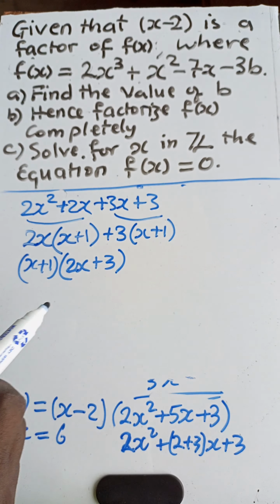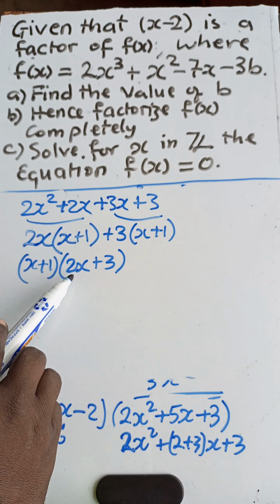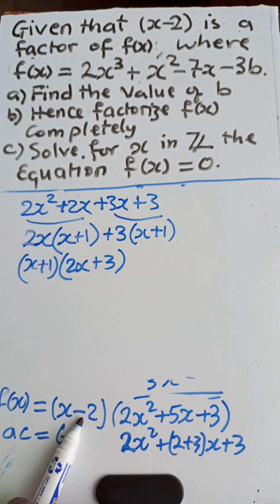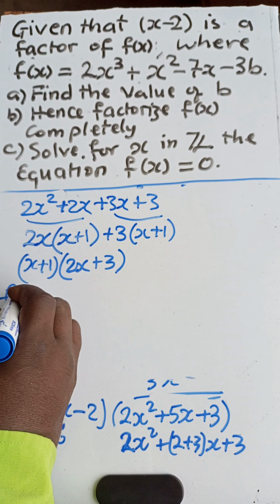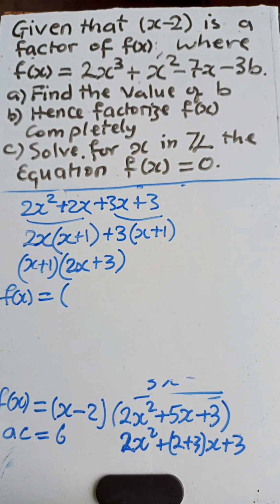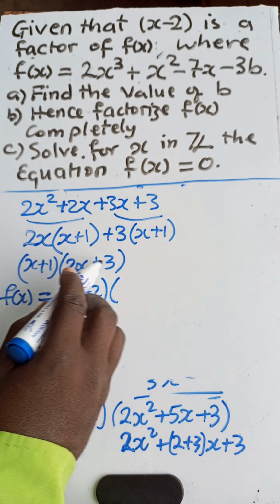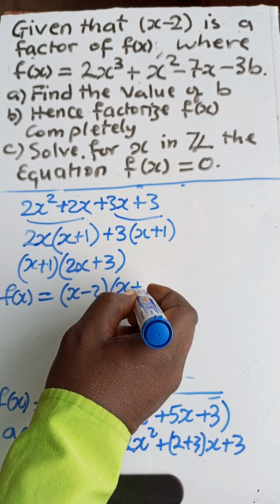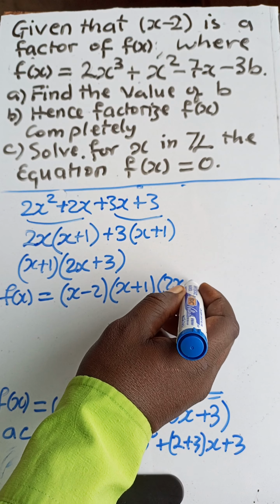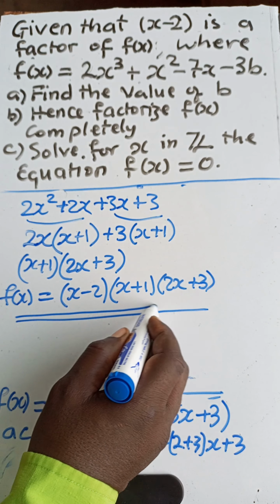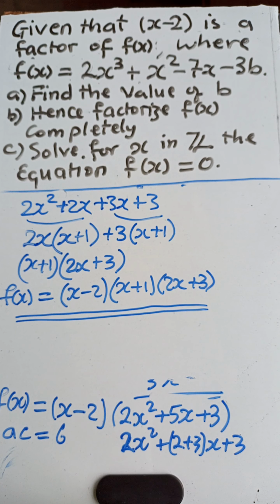Okay, so look at it. We now have x plus 1 into 2x plus 3. This is linear, just like the first factor was linear. Therefore, we have finally found the three factors. And so f of x in its factorized form will be, we start with the first factor that was given in the equation, x minus 2, into these other two factors. We have x plus 1, 2x plus 3.